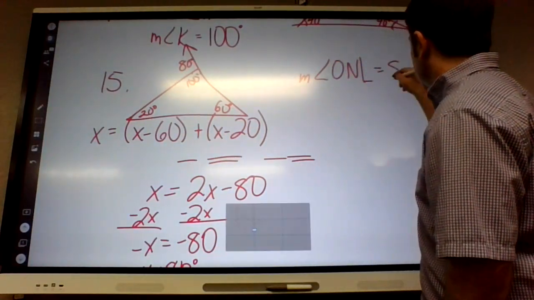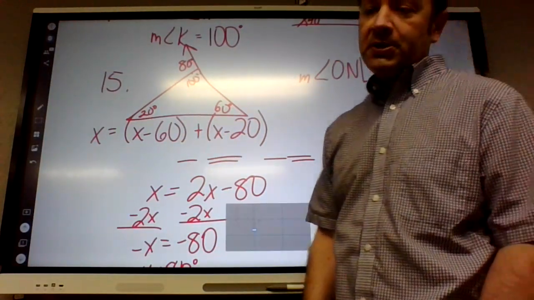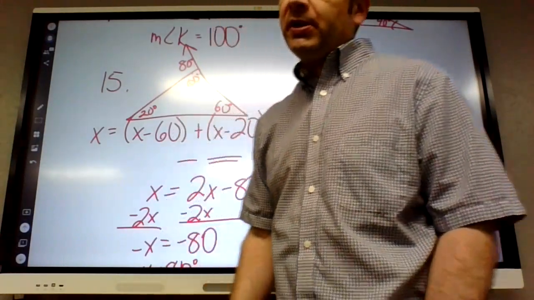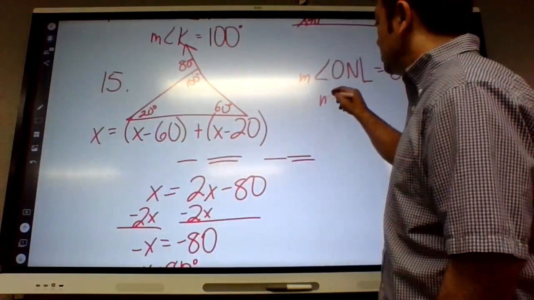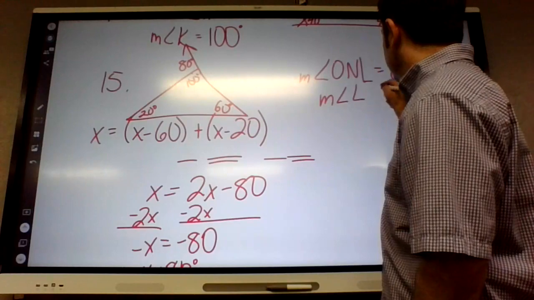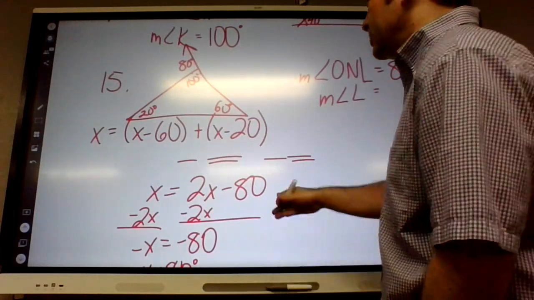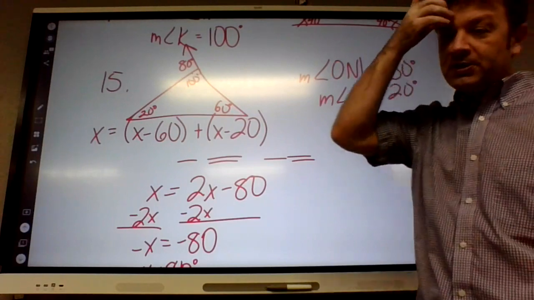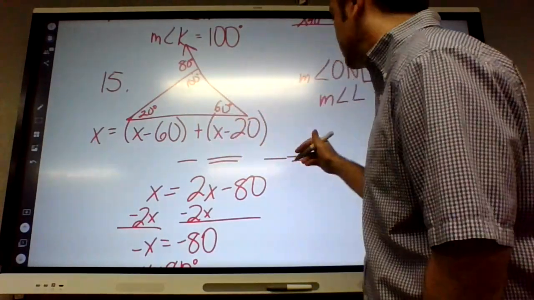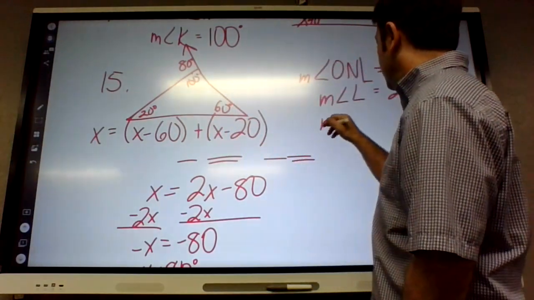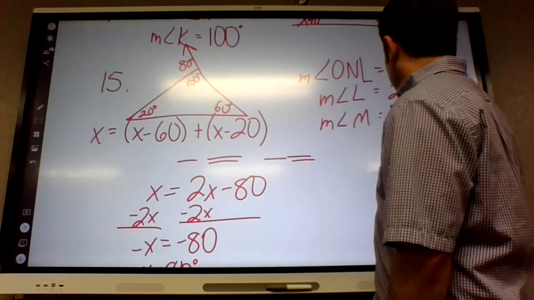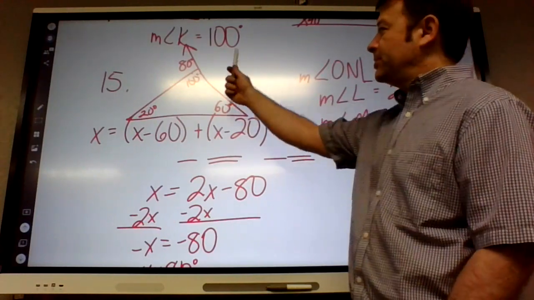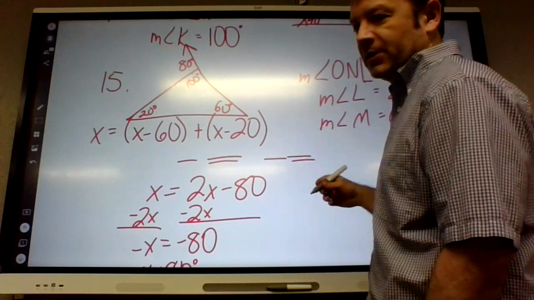Second question is angle L, which is what? That was this one, 20. Third question is angle M. That was this one on the right. And the last question was the only angle we haven't mentioned yet, that thing right there, 100.